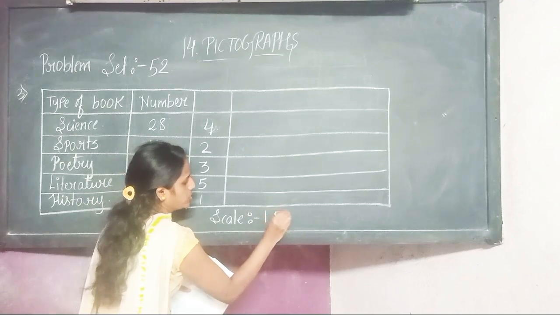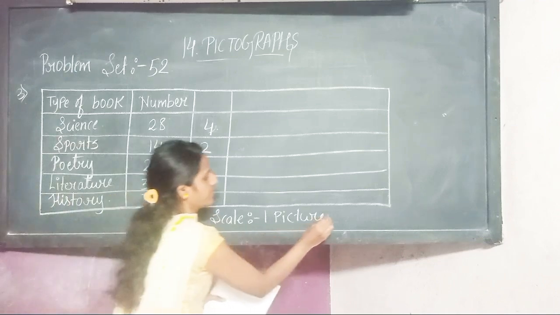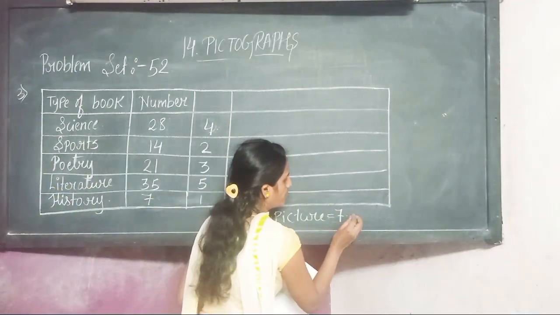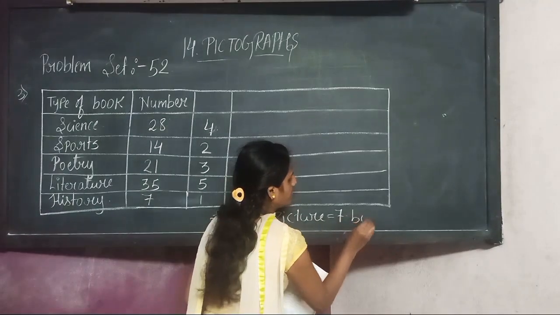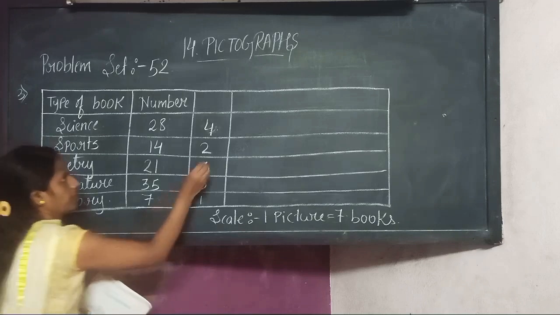We will draw one picture for how many books? 7 books. Why have we taken 7 here? Because we have written the table of 7. So we will write one picture is equal to 7 books. Now let's draw the pictures.